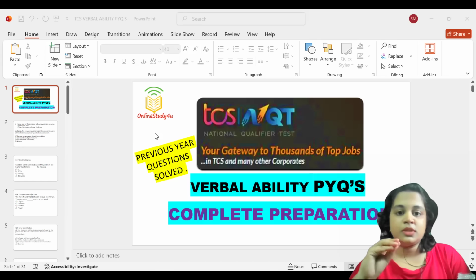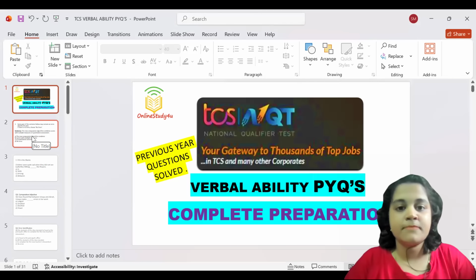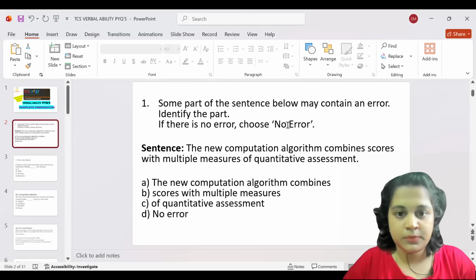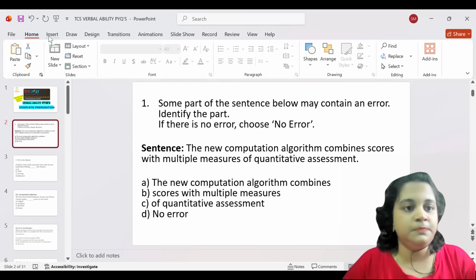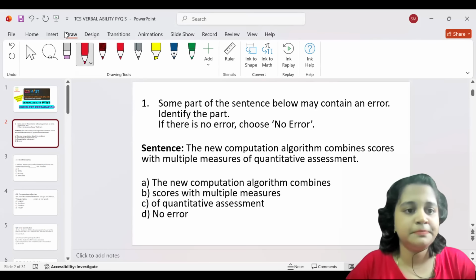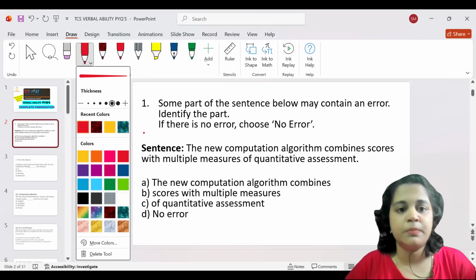So let us not look into all of this stuff. This is something that I wanted to share with you guys. So let us quickly start. All right, I think you're able to see the presentation. Let me quickly grab the marker so that we can discuss the answers.